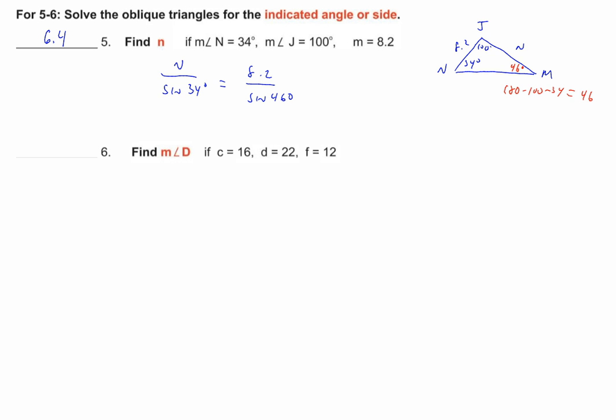Okay. So that was the thought process. About half of you did not get that. These are the nuts and bolts of this chapter. You got to be able to do law of sines and law of cosines. By the way, you guys did fine with these right after we did them.